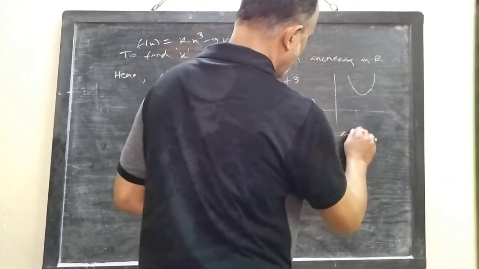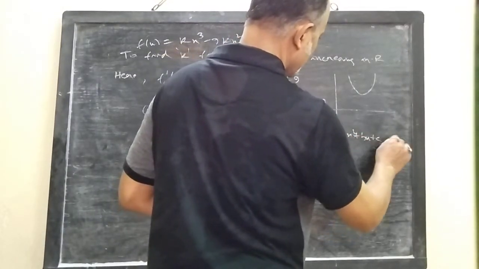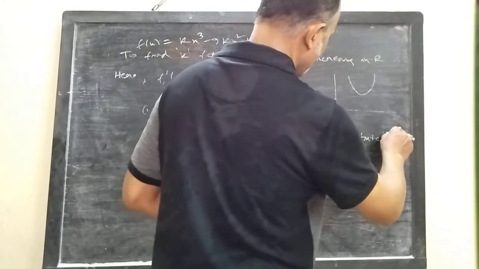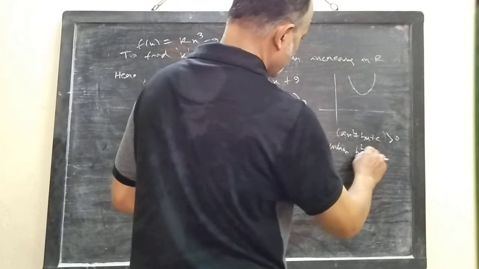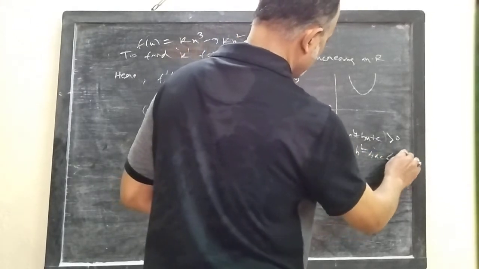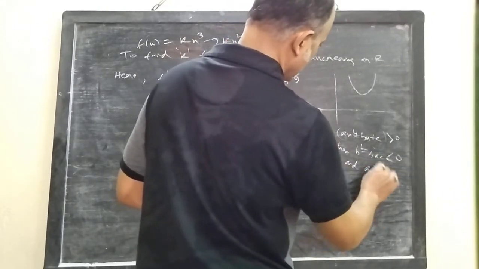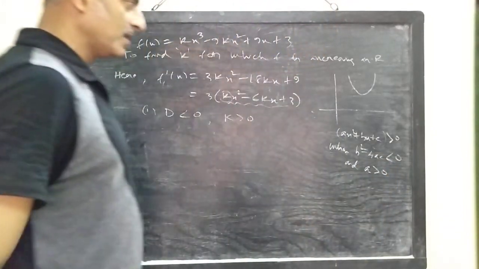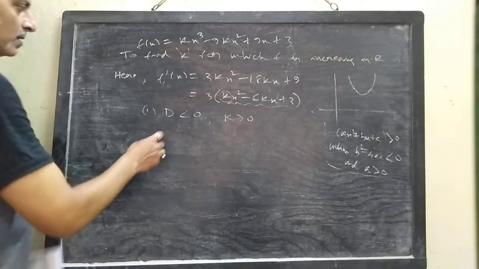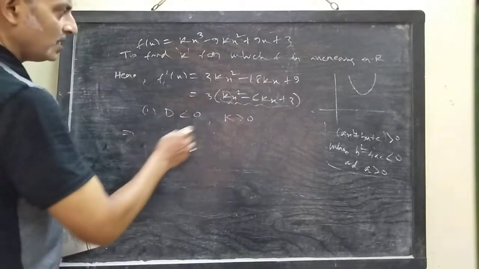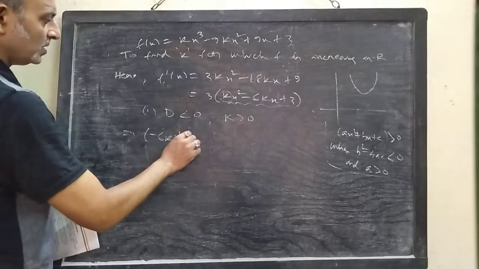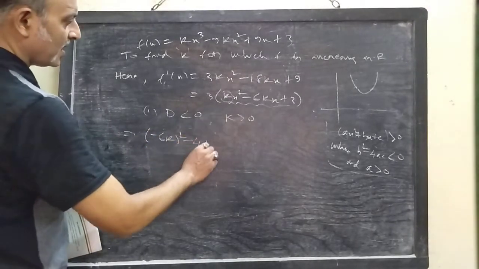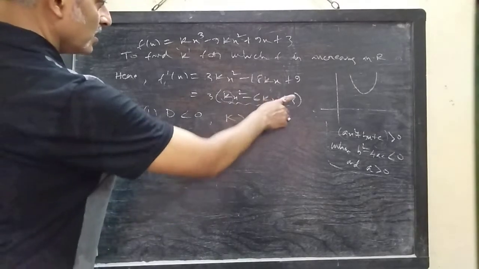Write down the formula: ax square plus bx plus c. This quadratic expression is greater than 0 when discriminant, that is b square minus 4ac, is less than 0, and coefficient of x square, that is a, is greater than 0. This is the formula behind this. So, what is D here? Minus 6k whole square, b square minus 4 into a is k, c is 3.